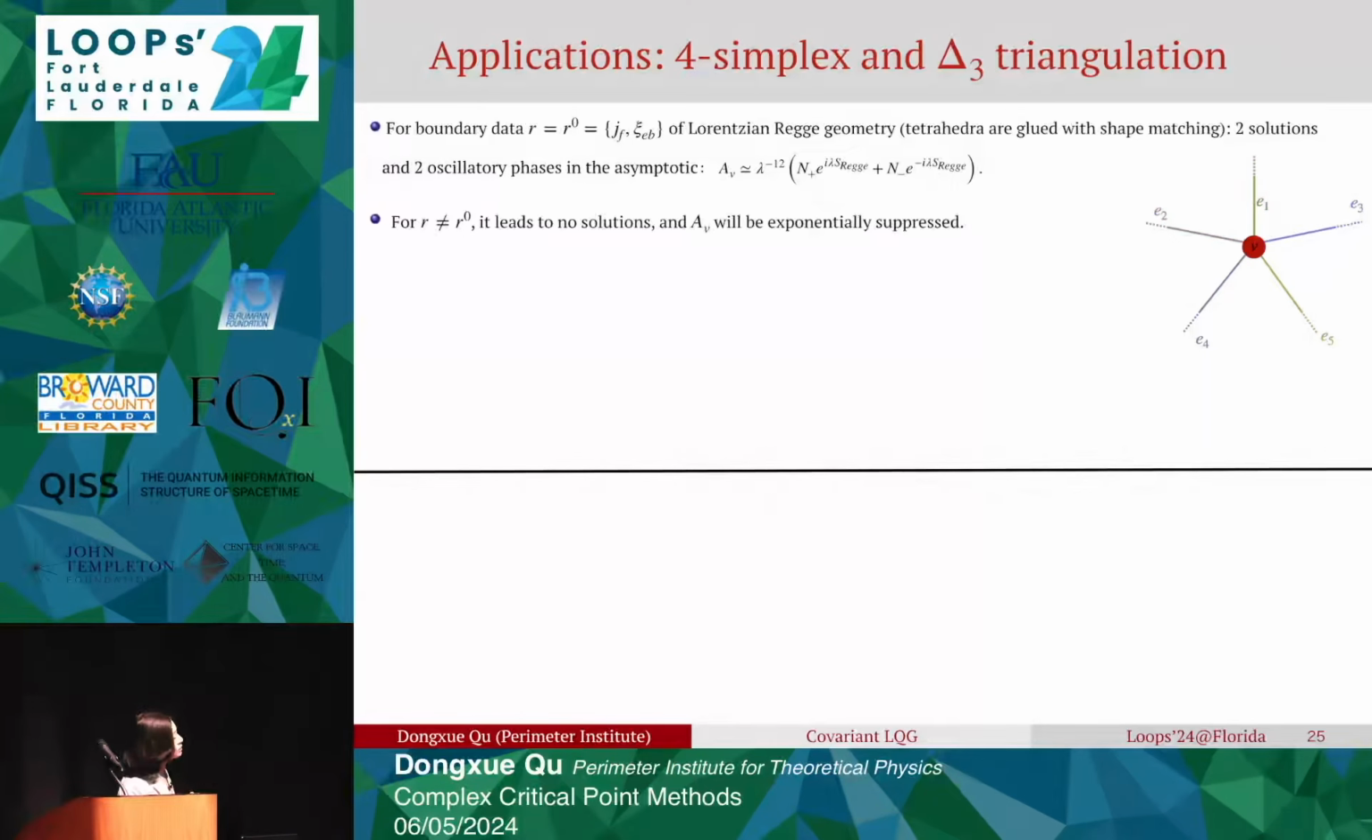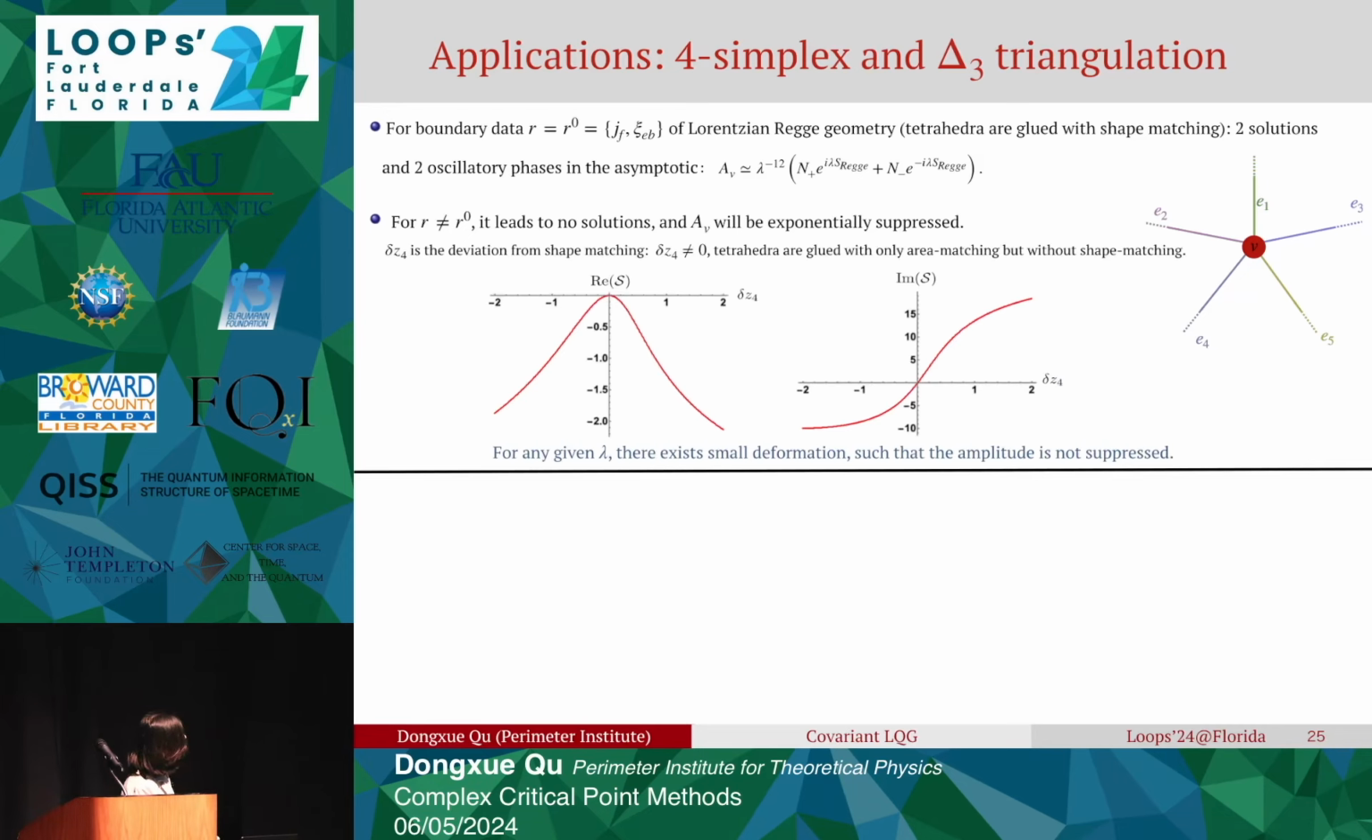And if R is not equal to R0, we don't have the Lorentzian Regge geometry, then there is no solution. So people think the vertex amplitude will be exponentially suppressed. But actually not, because if we introduce this delta Z4, which denotes the deviation from the shape matching, if delta Z4 is not equal to 0, it means the tetrahedra are glued with only the area matching, but not the shape matching. You can see we can always find some small deformation for which the amplitude is not small. So this is the first example.